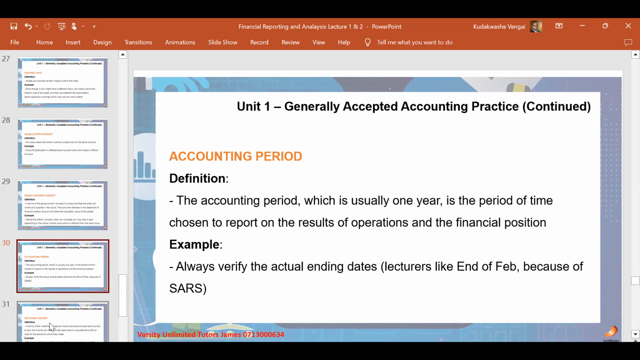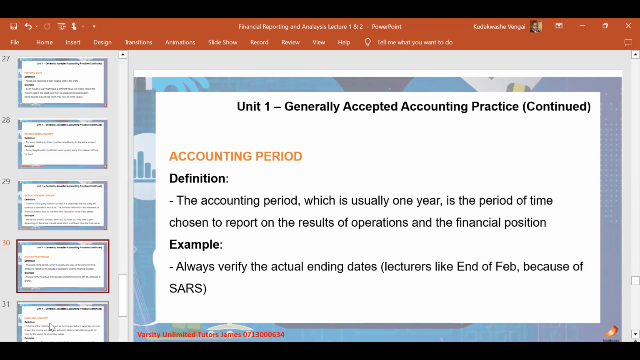One year can be from January to December. Or alternatively, it can be from 1 March 2020 up to 28 February 2021. That's still 1 year, because 1 year is just 12 months. Where you started doesn't matter, it's still 12 months.